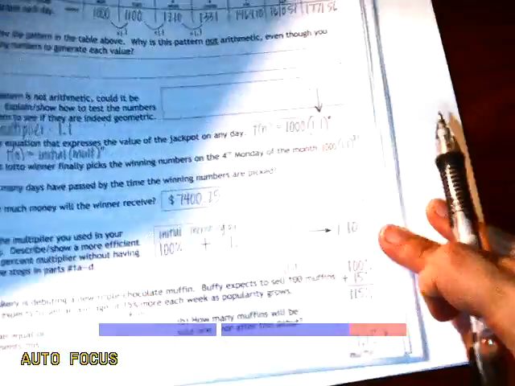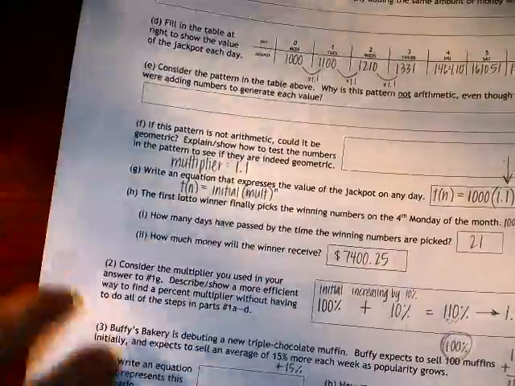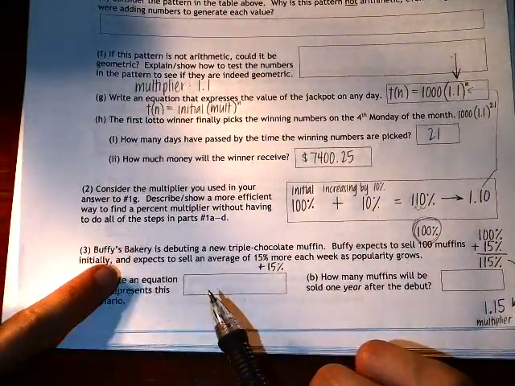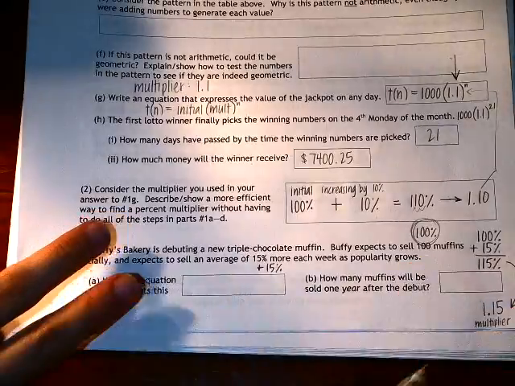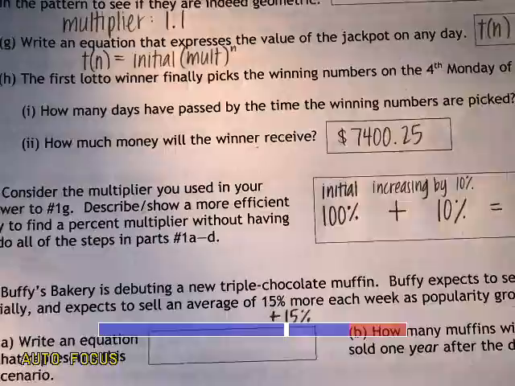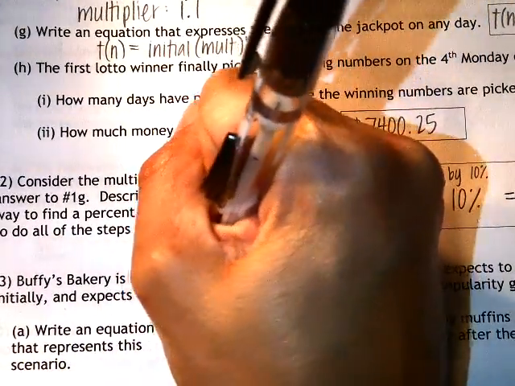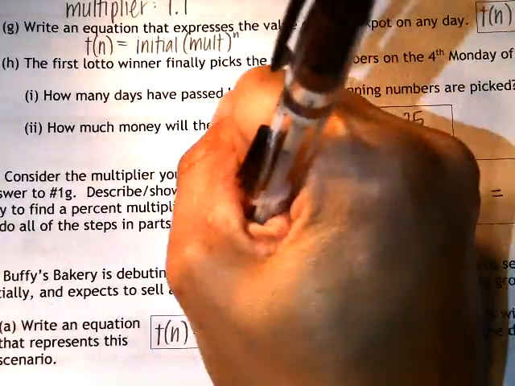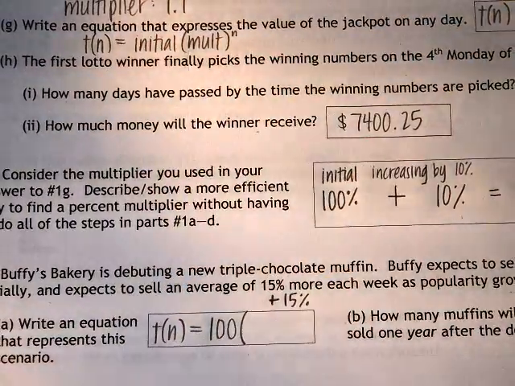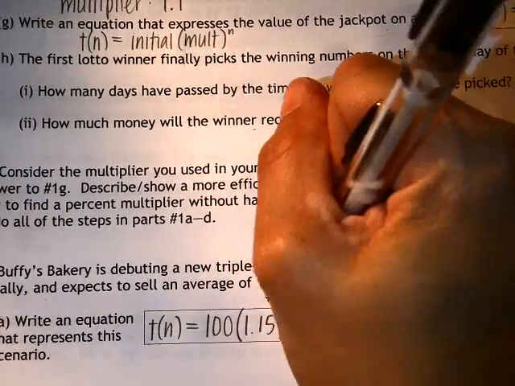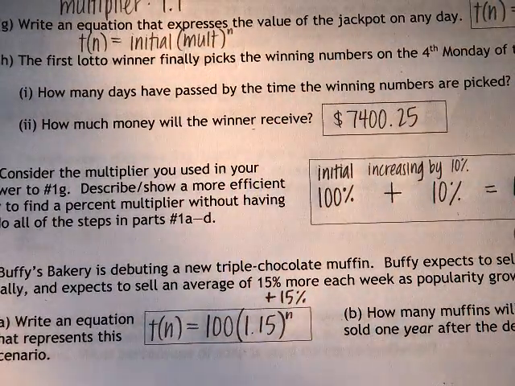So now it appears I have enough information to answer question letter A, because if I want to write an equation, I need an initial value, which they gave me, and a multiplier, which I just figured out. So I can write the equation. The equation would be T of n, in our normal notation, equals 100 muffins initially, times 1.15, our new multiplier, to the power of n.